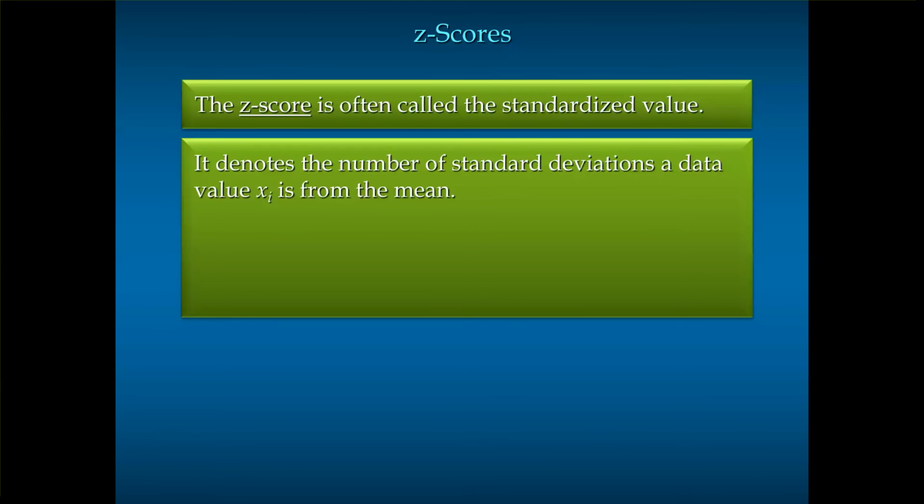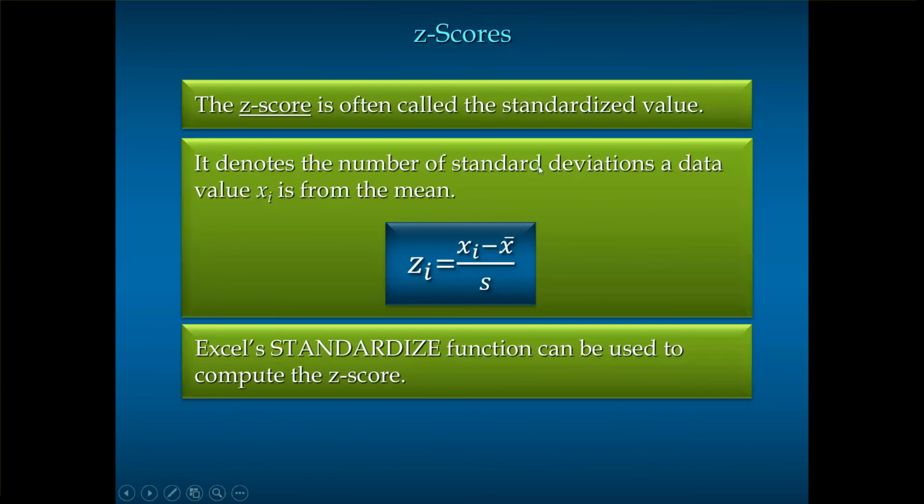So how can we calculate the z-score? It denotes the number of standard deviations a data value xi is from the mean. This means first we take an observation in the data set, xi, minus x bar, the mean of the whole data, and divide by the sample standard deviation. Then we convert our original observation to the standardized value.